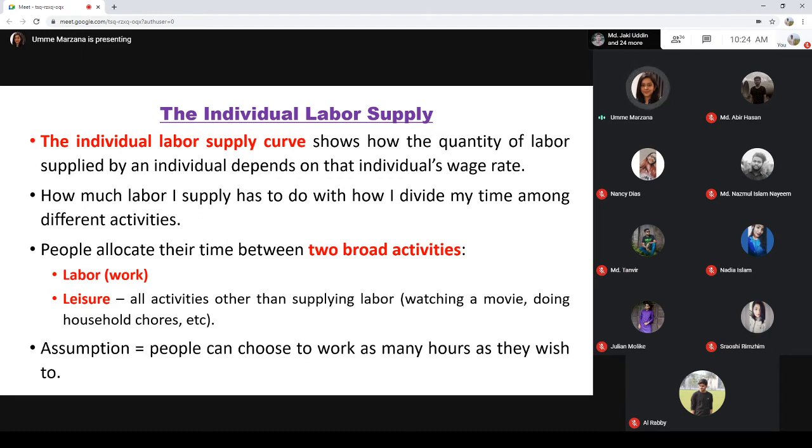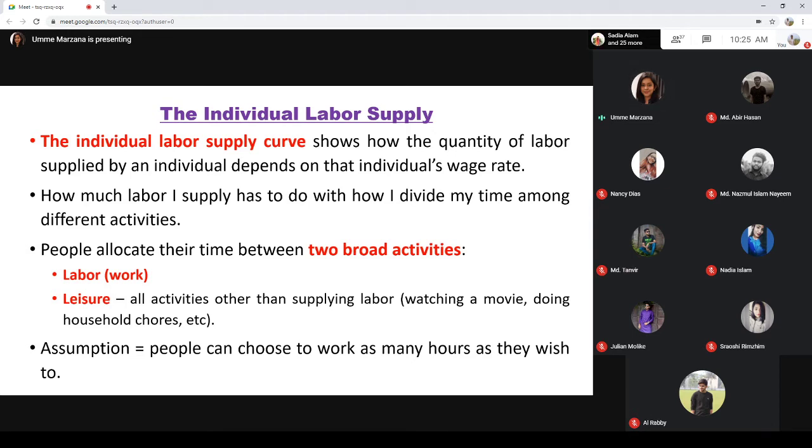So before I go into the shape, I need to see how actually this individual labor supply curve has been determined. So it shows that at a specific wage, what is the quantity of labor that me, one worker, will be willing and able to supply. Generally, we calculate our labor in terms of the hours I'm willing to supply in the labor market, willing to supply to work. So it ultimately has to do with how I divide my time. I have 24 hours in a day.